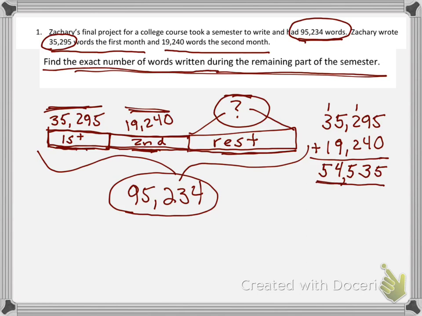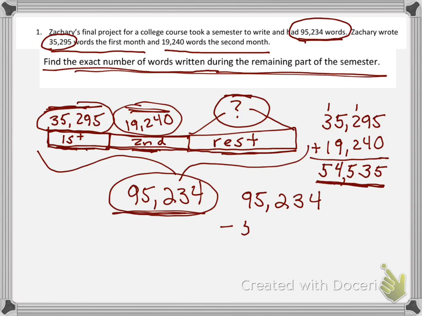But we still don't know the value of the rest of his semester. So we are going to take this value, which is the sum of the first month and the second month, and we are going to subtract it from the total. So we have 95,234, take away 54,535, and we're going to subtract these two amounts. So remember, when we are subtracting in a standard algorithm, we want to first regroup and then subtract.